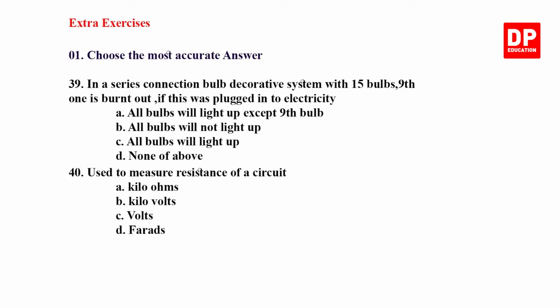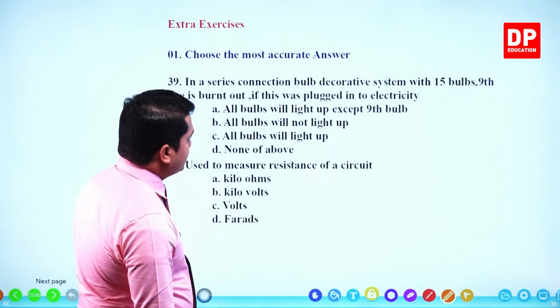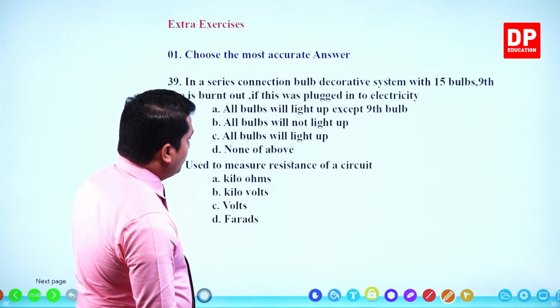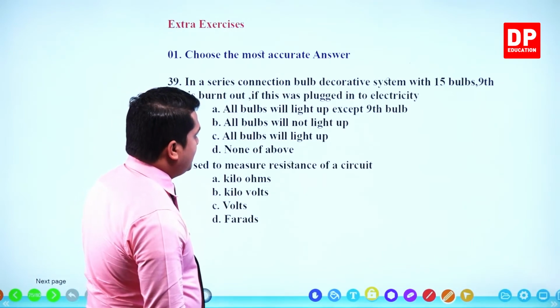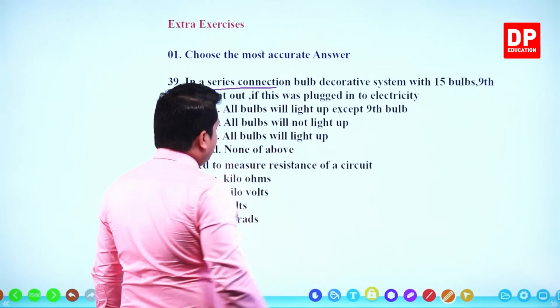The next question. In a series connection bulb decorative system with 15 bulbs, the 9th one is burnt out. If this was plugged into electricity: all bulbs will light up except the 9th; all bulbs will not light up; all bulbs will light up; none of the above. So if they are series connected, my dear children, see, they are saying that the connection type is series.